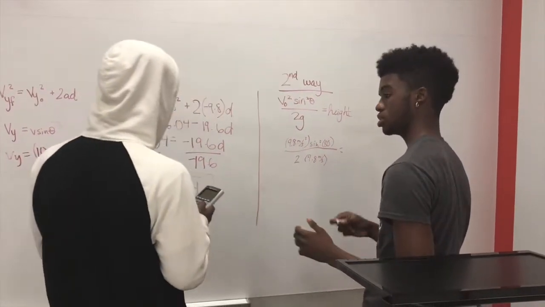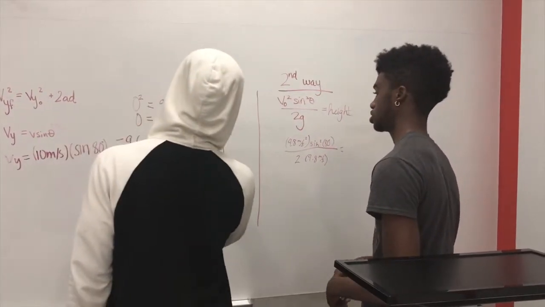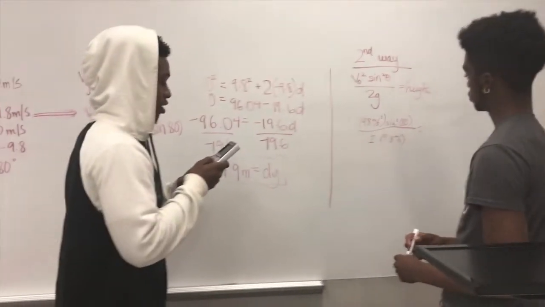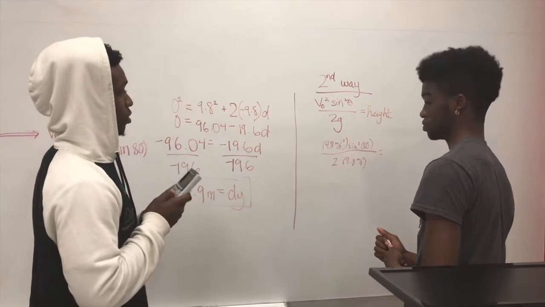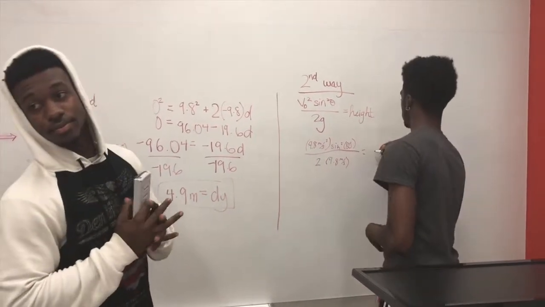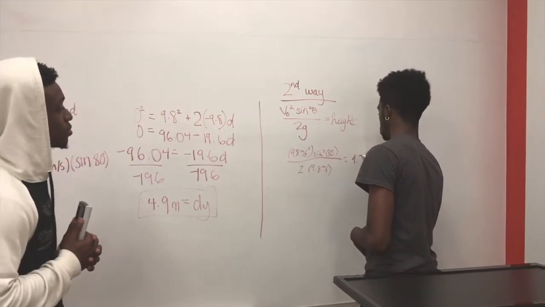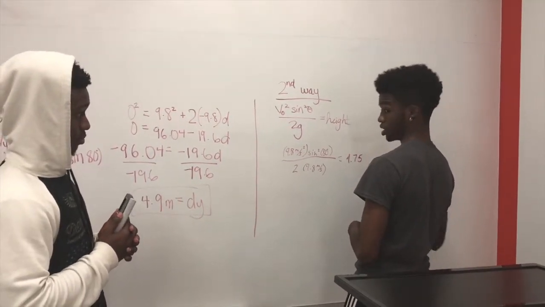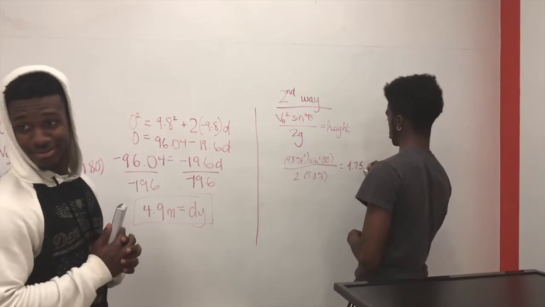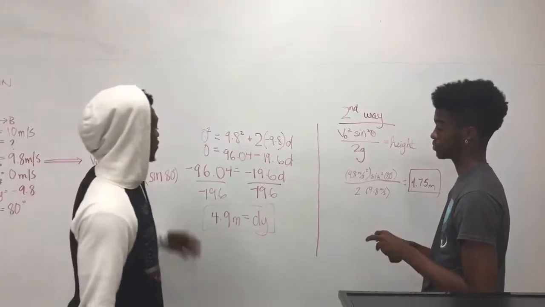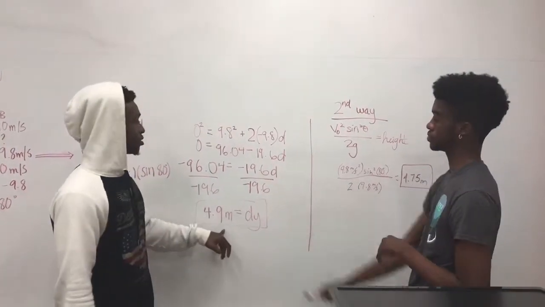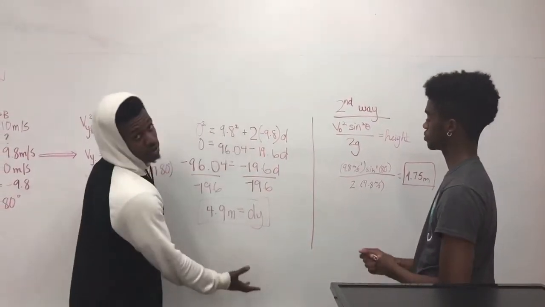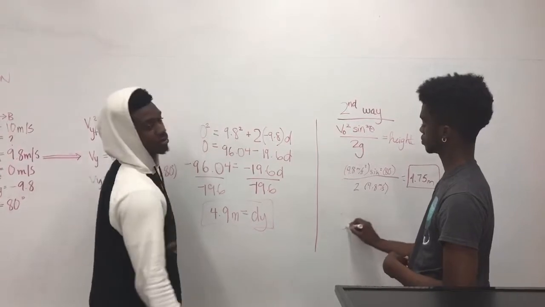Or are you going to do it? All the way down, 4.75, which equals 4.75 meters. The first equation equals 4.9 meters. The second equation equals 4.75 meters. Both answers are correct because they both round up to 5 meters.